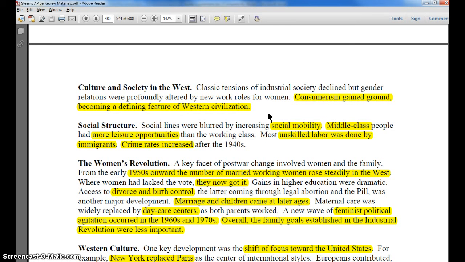Social structure, if we're talking about the PERSIA chart, social mobility means if you're poor, in Western countries, you're able to work your way up so that you can become from lower class to middle class to even upper class if you work long enough and hard enough. Middle class jobs provide more pay and better benefits, and so therefore people are able to take more time off, so there's more leisure opportunities.